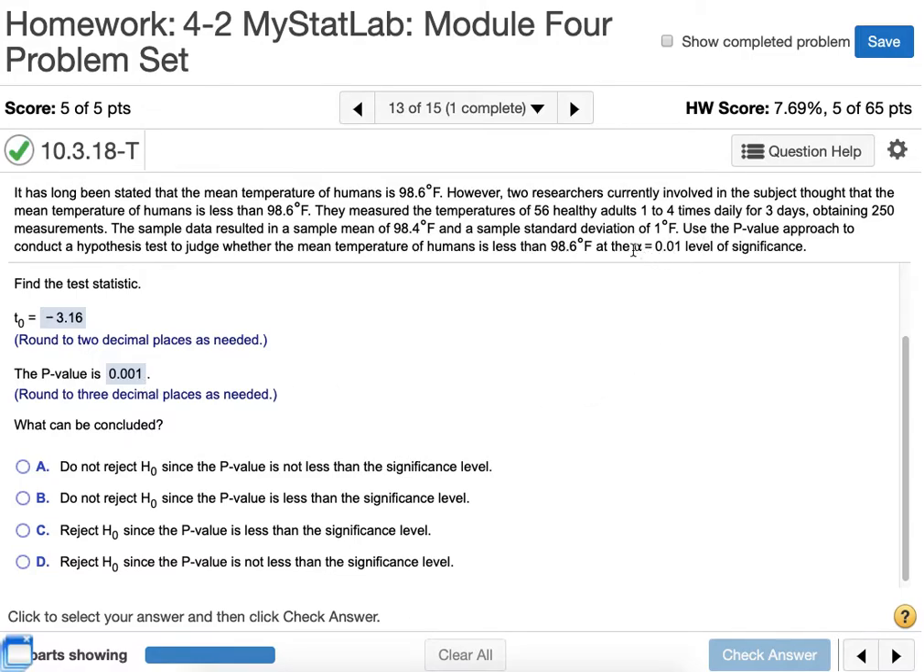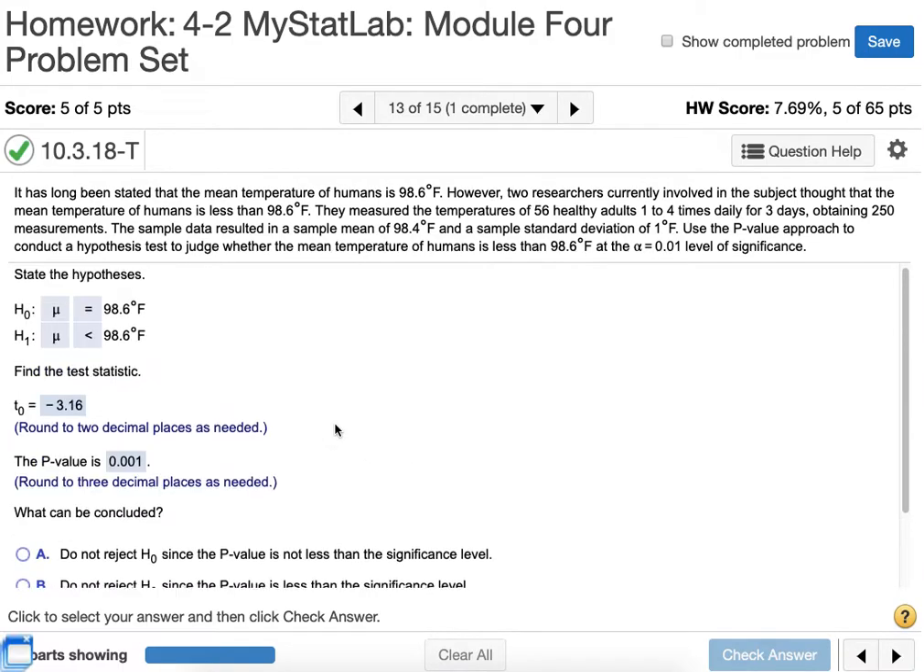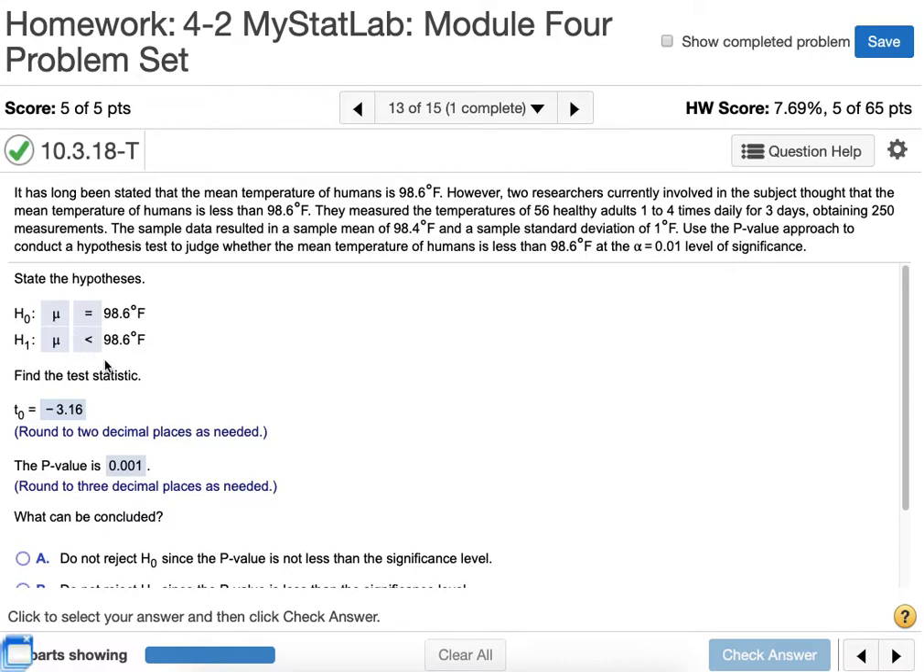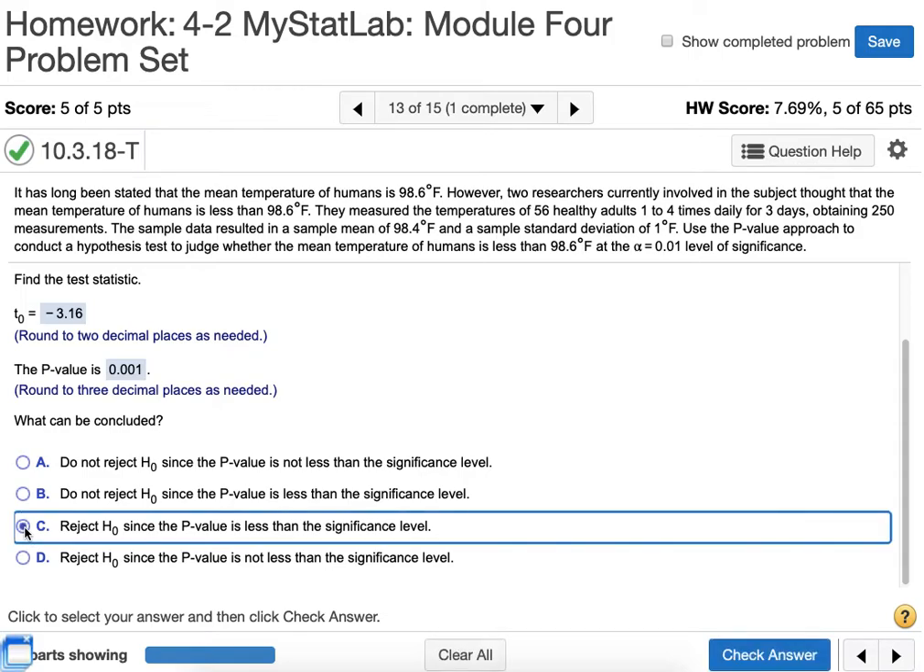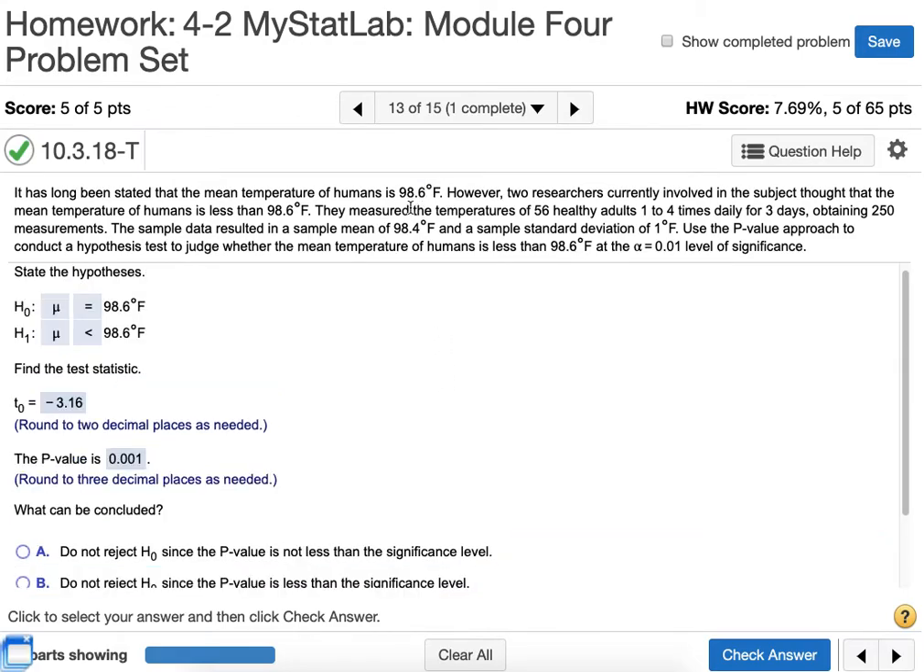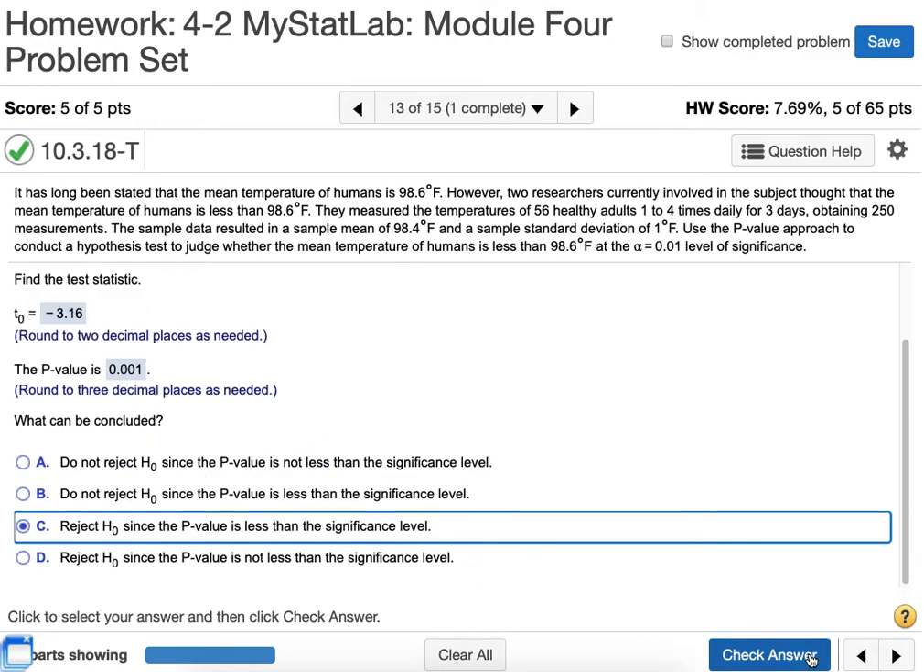So that p-value is less than this level of significance, which is 0.01. This is less than that. And since we are doing a left-sided test with our bell curve, this would be down below this in rejection territory. So we would reject the null since the p-value is less than the significance level. So our results were way far away from the actual 98.6 degrees Fahrenheit. So we reject that null.